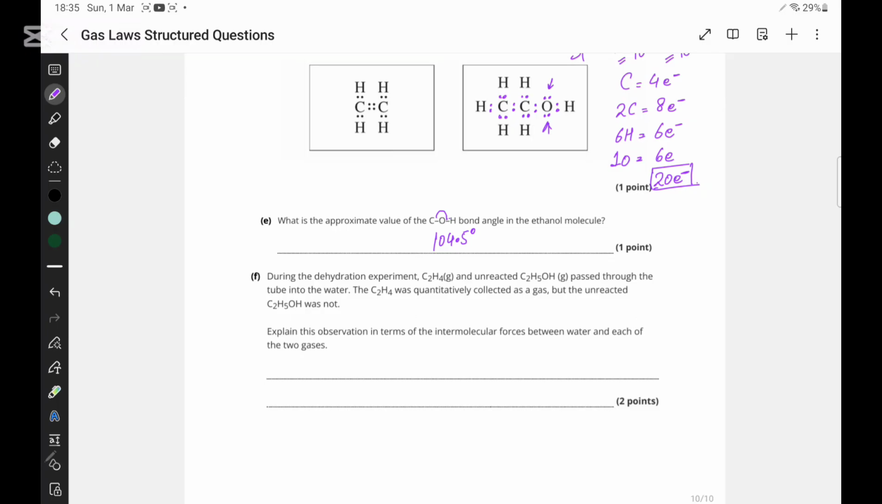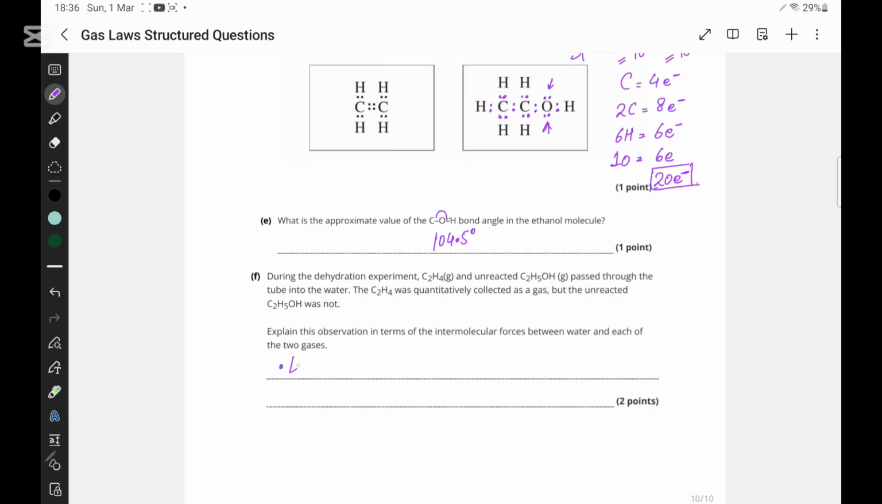During the hydration experiment, unreacted C2H5OH is passed through a tube in the water. The C2H4 was quantitatively collected as a gas, but the unreacted C2H5OH was not. Explain this observation in terms of intermolecular forces between water and each of the two gases.